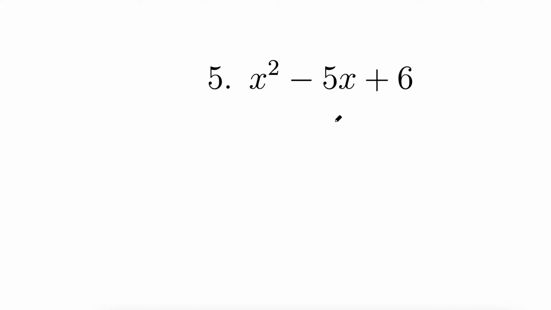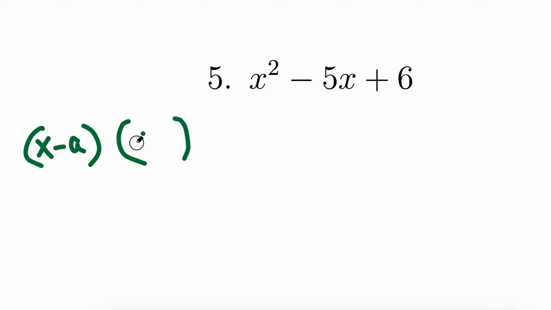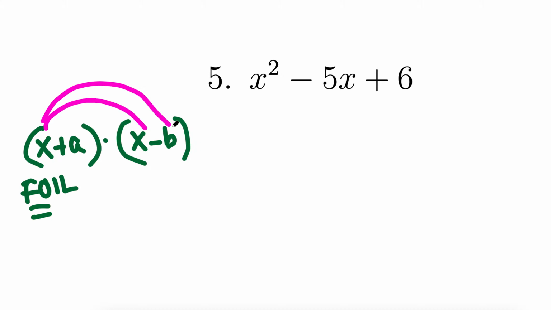Number 5. Okay, we got a trinomial. Okay, we know that when we multiply two binomials, let's say x minus a and x minus b, or plus minus, it doesn't matter, we call this multiplication FOIL. Okay, all that means we multiply first, outer, inner, last. First, outer, inner, last.